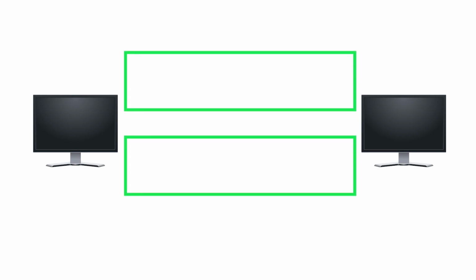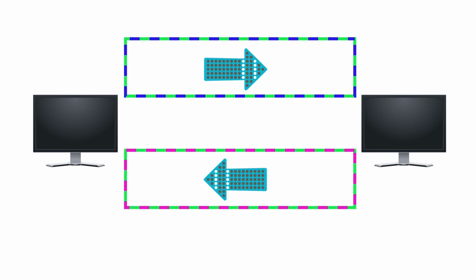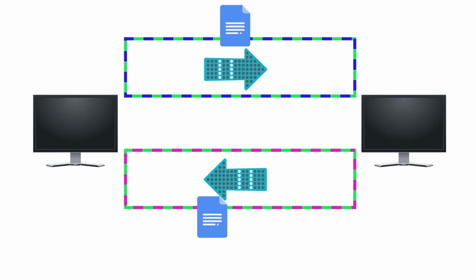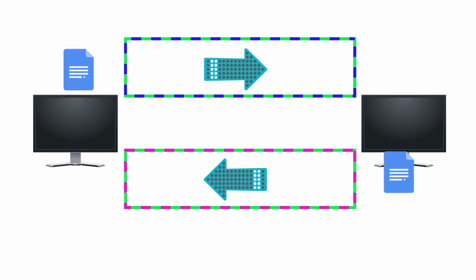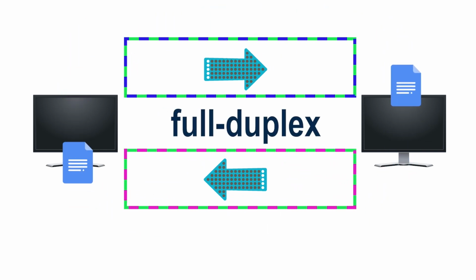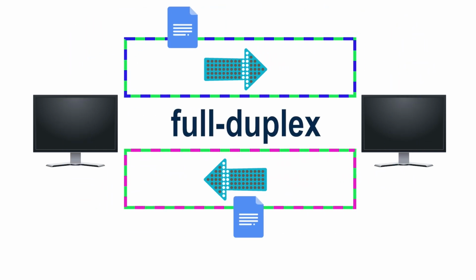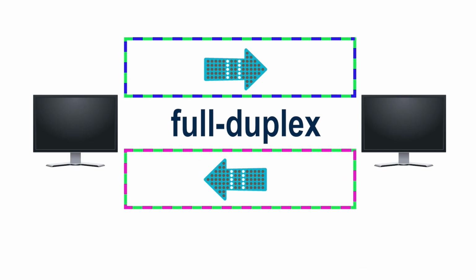However, if the cable provides 2 circuits, and devices can perform both actions simultaneously, they can use one circuit to transmit and another to receive the data. This type of communication is called full-duplex. In full-duplex, a device can send and receive data simultaneously.